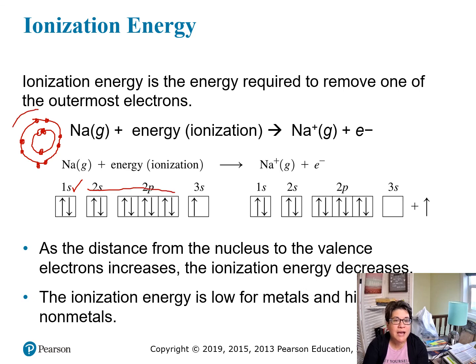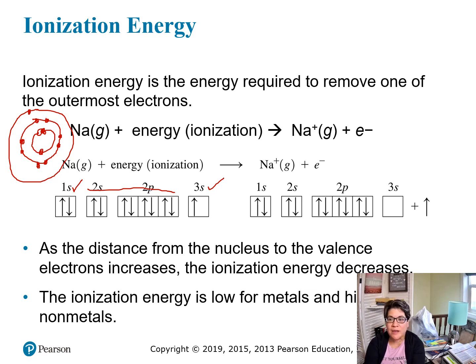And then I'm going to have to add another shell because I'm out of room, and I'm going to put 1 electron on this shell. This is my 3s shell. Okay, so sodium is sitting here. It has 1 outer electron, and it really wants to get rid of that 1 electron. And so it's going to have a pretty low ionization energy because it's not going to take a lot of energy to get rid of that 1 electron.